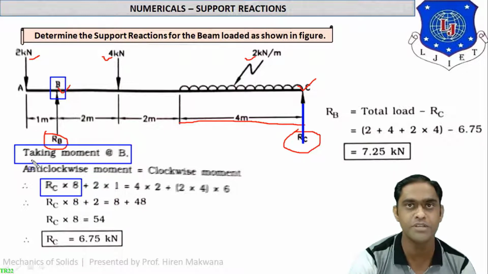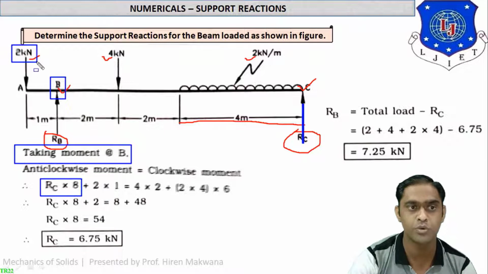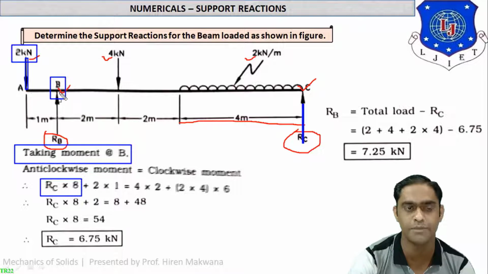Now as this beam is horizontal and overhanging beam, this 2 kilonewton will be downwards like this. So it will also provide anti-clockwise movement at point B. See in the figure, anti-clockwise movement at point B. So it is also at a distance of 1 meter. So another anti-clockwise movement will be 2 into 1. 2 is the force, 1 is the distance.